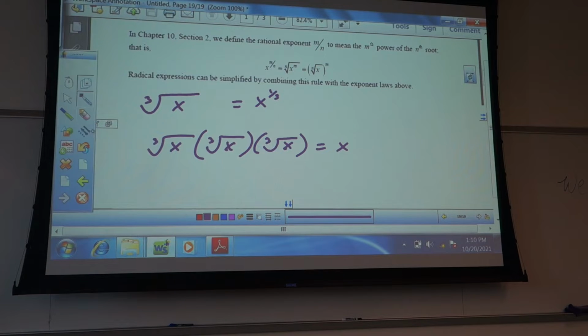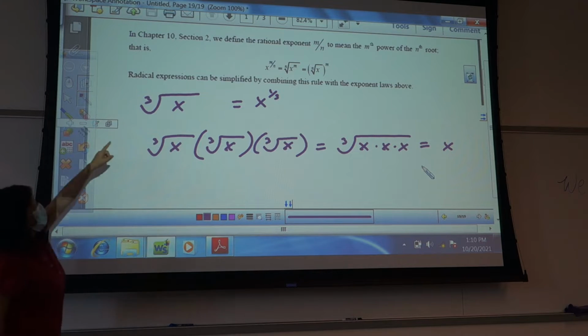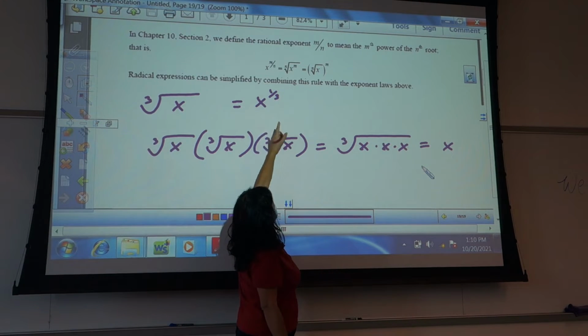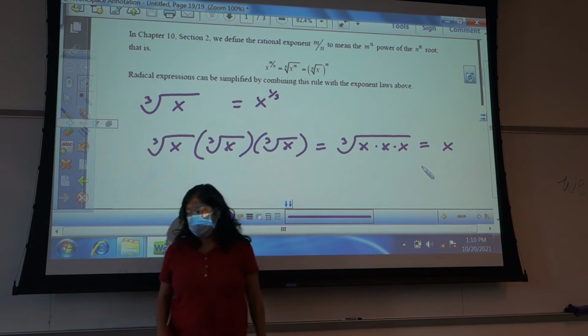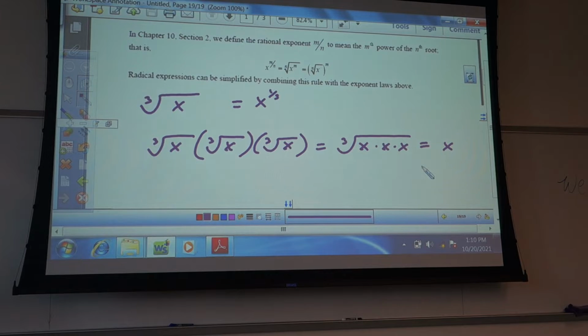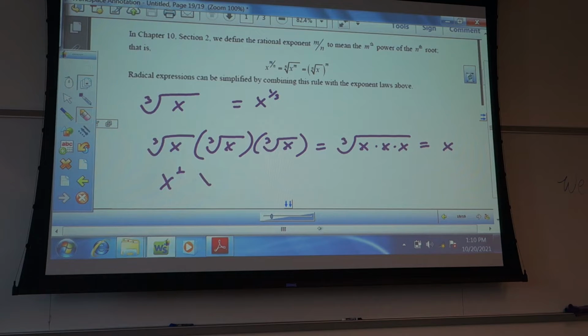You can also write this as, I'll give the in-between step. So they all have the same root. I can write them all together. x times x times x. So what this means is, what number multiplied by itself 3 times gives me x. So here, x to the 1/3 multiplied by itself. I need a better third than that, sorry. Let me change this.